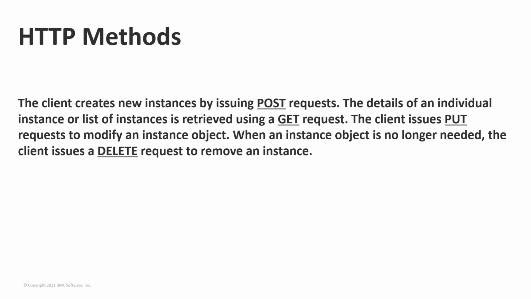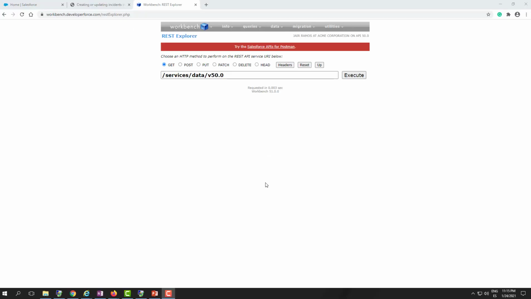So the client creates new instances by using POST requests. The details of an individual instance or list of instances are retrieved using GET requests. The client uses PUT requests to modify an instance object. When an instance object is no longer needed, the client uses a DELETE request to remove the record. So here are the options. Some of them that I already mentioned, like GET, POST, PUT, and DELETE. So we're going to review those in a sec with some examples.